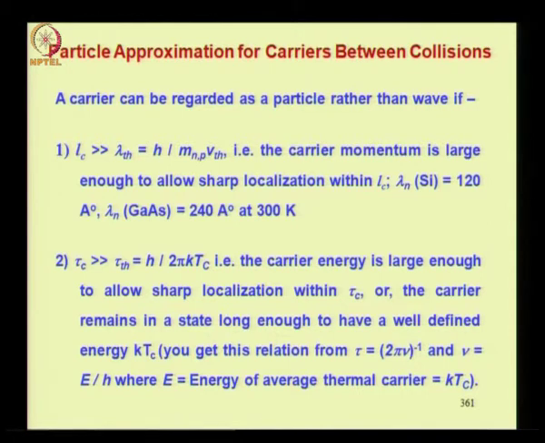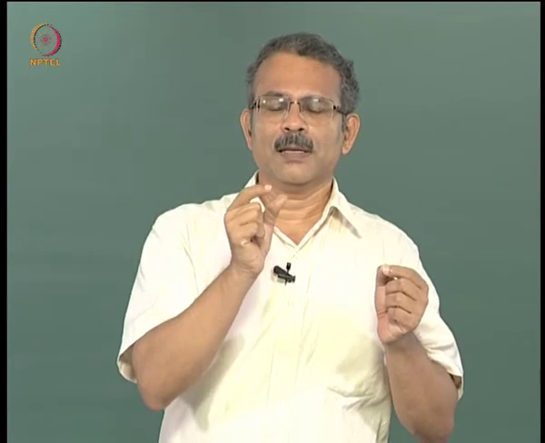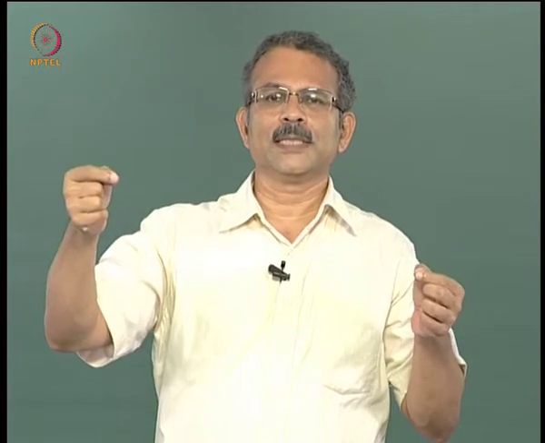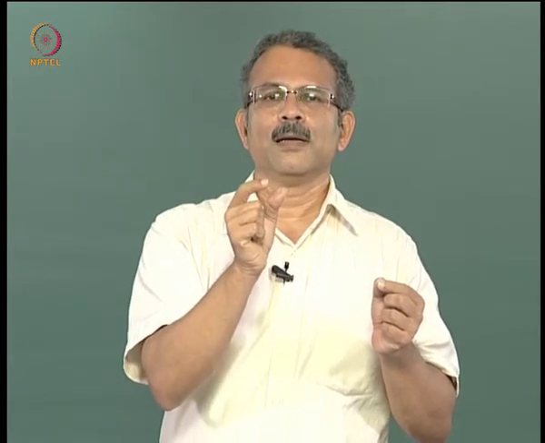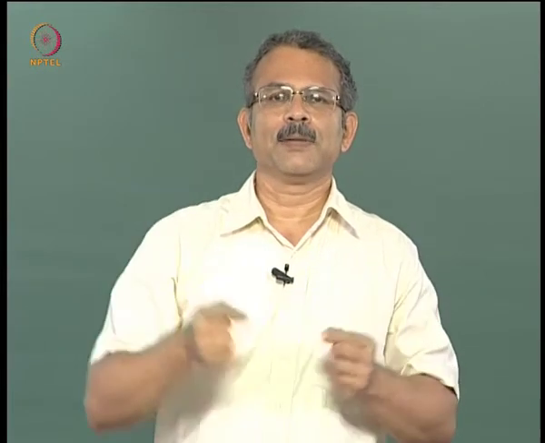So if you want to regard the carrier as a particle, between two collisions you should be able to localize the carrier within a short time or a short region. So the distance between collisions is Lc. If you can localize the particle within a very small fraction of Lc, then you can regard it as a particle, or if you can localize the particle within a time interval which is much shorter than the mean free time between collisions, then also you can regard it as a particle.